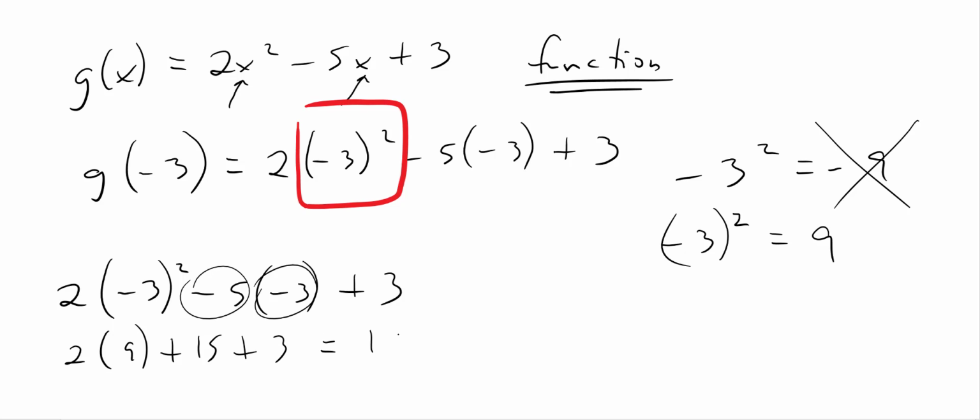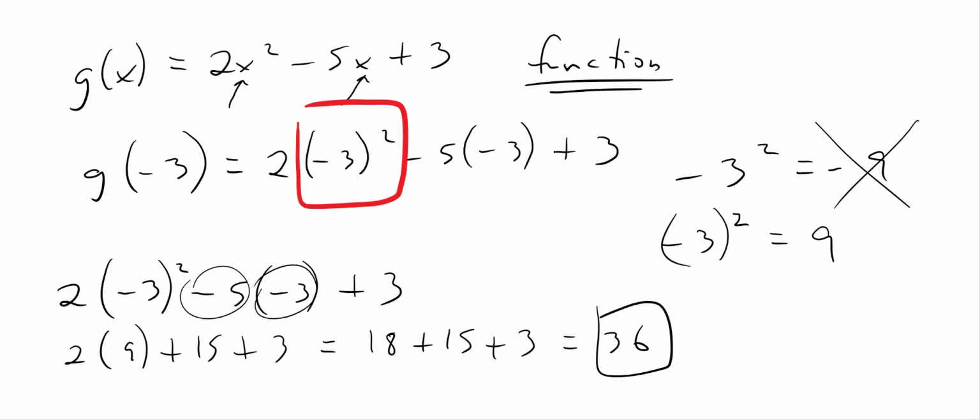So you really get 18 plus 15 plus 3. Okay? And if you type all that in there, you should get 36. Okay? So try it in your calculator. And hopefully you get 36. Okay? Like I said, parentheses are really, really important. Okay, let's try another kind of crazy one.